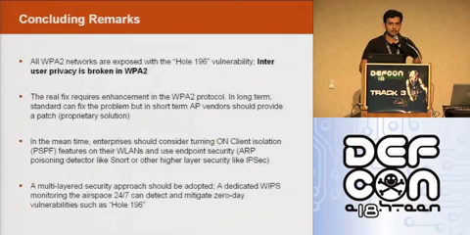So the final conclusion is that all WPA2 networks are exposed to Hole 196, and the inter-user privacy that was guaranteed is now broken in WPA2. The real fix is to fix this problem in the protocol. In the meantime, enterprises can think of using a PSPF kind of feature, but for endpoint security, you can use SNORT or IPsec. But then you say it is not foolproof. In certain scenarios, it will not work.